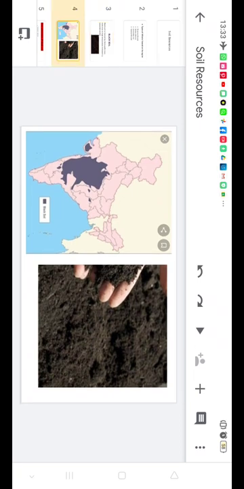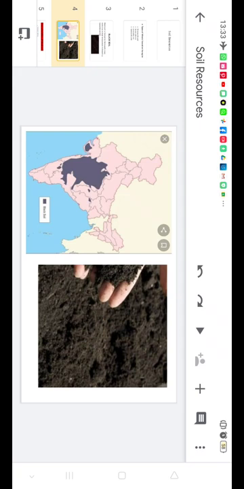Now, black soil is found in greater parts, we can see in this map also, greater parts of Maharashtra, Gujarat, parts of Madhya Pradesh, southeastern parts of Tamil Nadu. So this is where the black soil is found. Now it is very good for the growth of cotton, sugarcane. Food crops such as wheat, jowar grow very well in this soil.